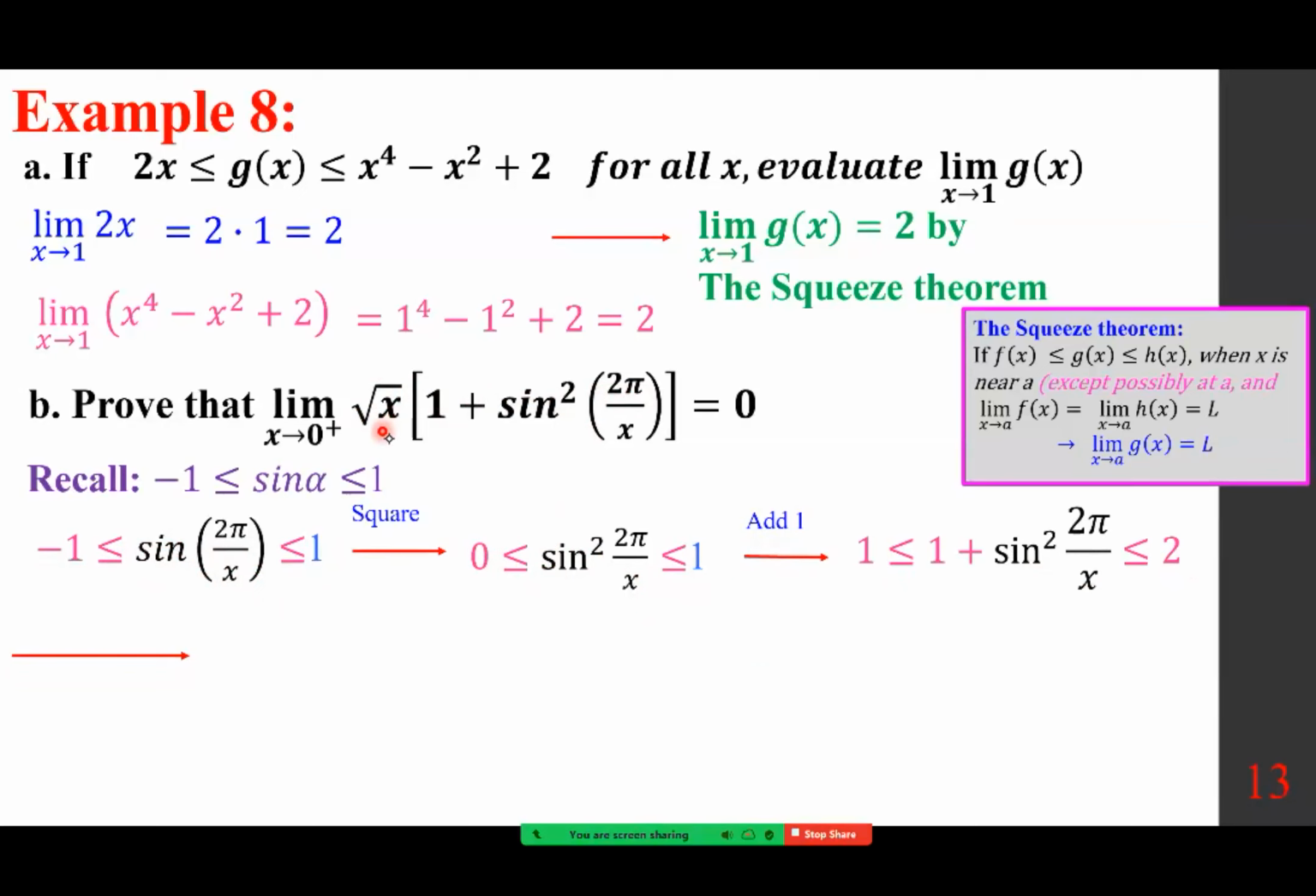We also need the square root of x. Let's multiply every side by square root of x. And remember, because x is approaching 0 from the right, this is obviously a positive value, right? And it's defined. So let's multiply everything by square root of x. This becomes square root of x. This becomes 2 square root of x. And this becomes square root of x times that.